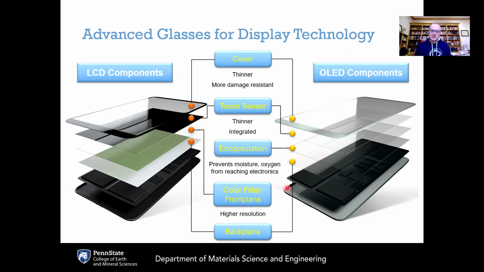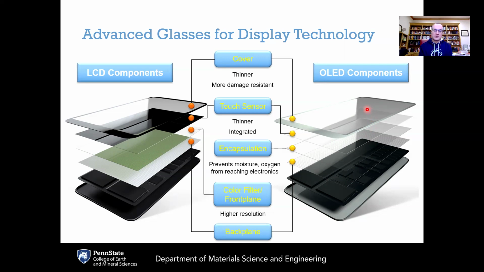You can think of the display itself as being like a sandwich where you've got two pieces of glass that are like the two pieces of bread in your sandwich. And then the thin film electronics that make up the pixels are in between those two slices of bread. So you've got two layers of glass with the electronics in the middle, and then another piece of glass on top that acts as the protective cover.